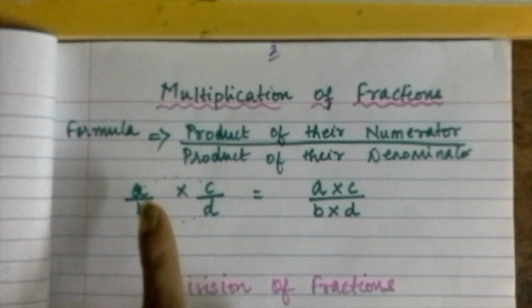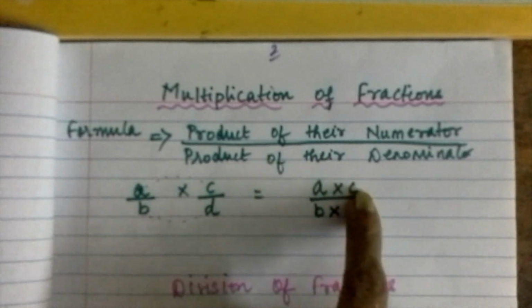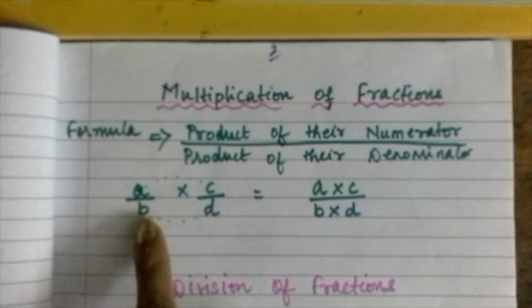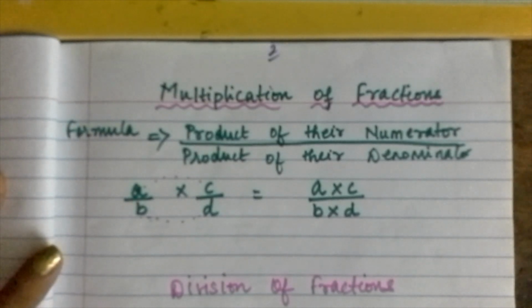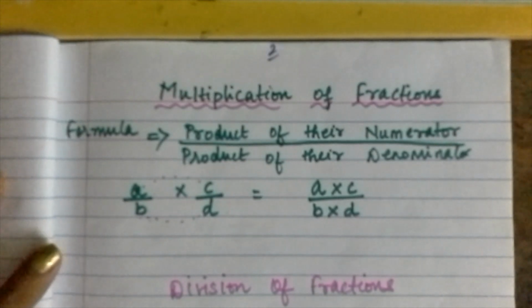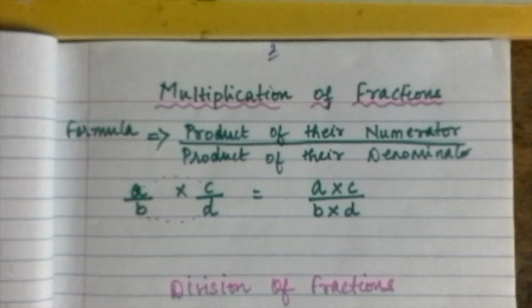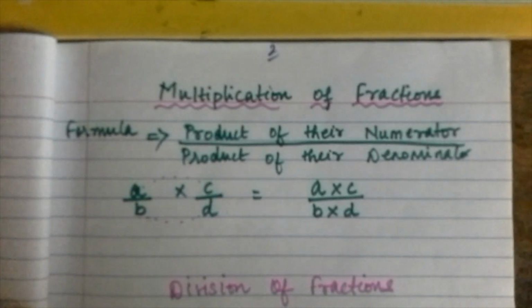You will have to just multiply the numerators, divided by the product of the denominators, and simplify. So this is the formula for multiplication of fractions. Now we are going to see 8 to 9 small sums with respect to multiplication. Let's get started.